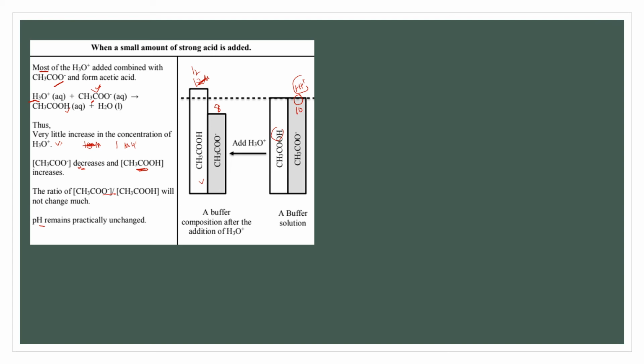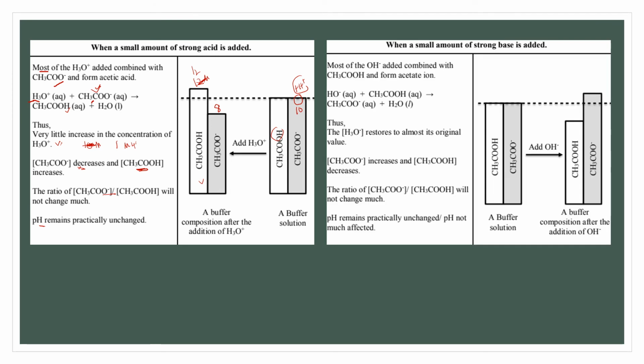So, sama juga when you add a small amount of strong base. So, the strong base akan ada OH minus. So, the OH minus, most of the OH minus added akan combine dengan acid awak. Ini adalah base, so dia akan combine dengan acid to form the acetate ion yang ni. So, sama juga macam tadi.